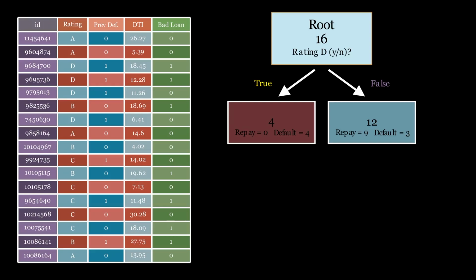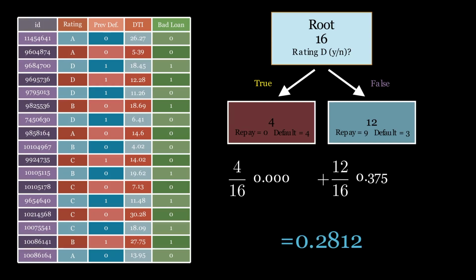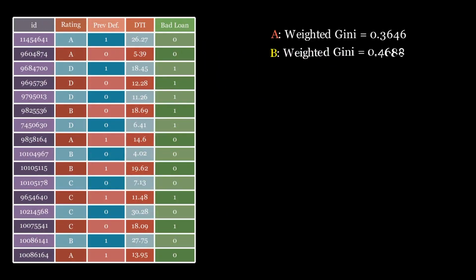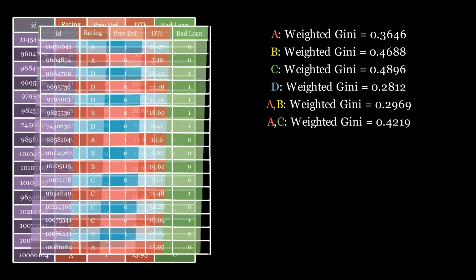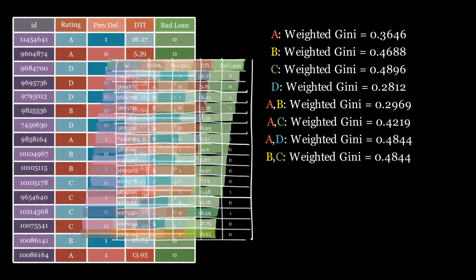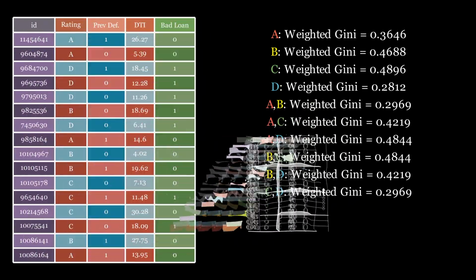Once again, we have a pure node on the left with a Gini impurity of 0, and on the right, a Gini impurity of 0.375. This gives us a weighted average Gini impurity of 0.2812, our lowest thus far. But as a categorical variable, we have to look at all the splits on single ratings as well as the combinations of ratings. These are shown on your screen.